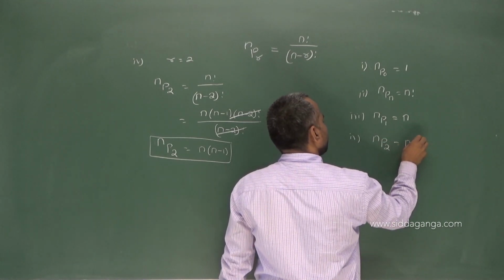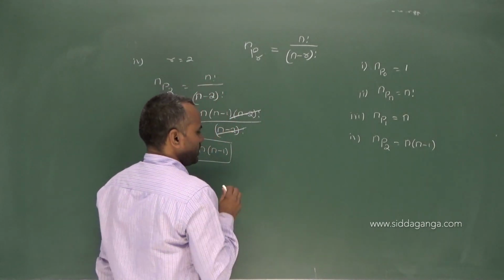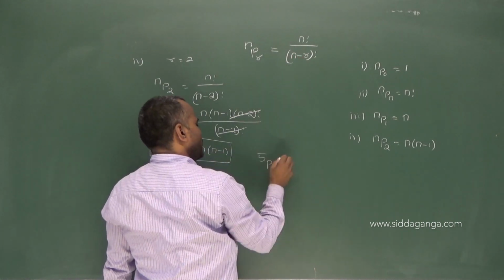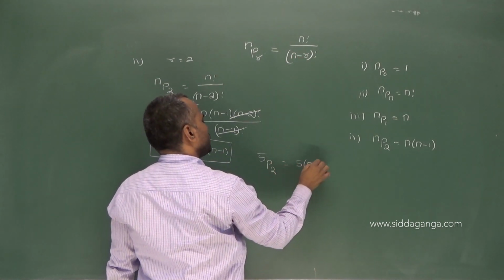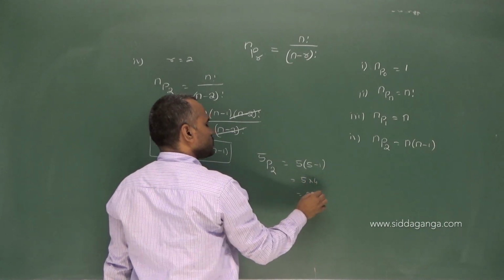nP2 is nothing but n into n minus 1. No need to substitute here. Suppose I want 5P2, no need to substitute here. 5 into 5 minus 1, 5 into 4. Answer is 20.